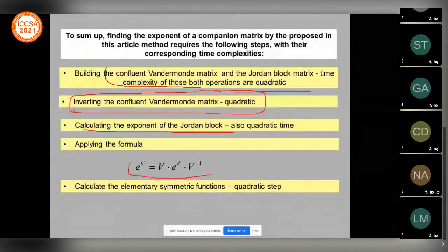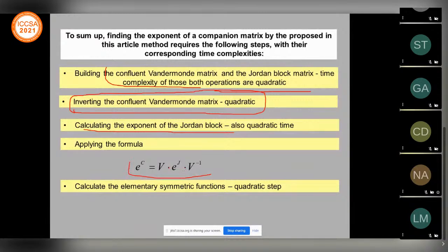We should apply the formula. Unfortunately, here is the matrix multiplication, and we can do it in cubic time, so this is the slowest step. And calculating the elementary symmetric function is a quadratic step. So we have found the exponent in cubic time in general, but in an accurate way, because all the applied algorithms have numerical stability on a high level.